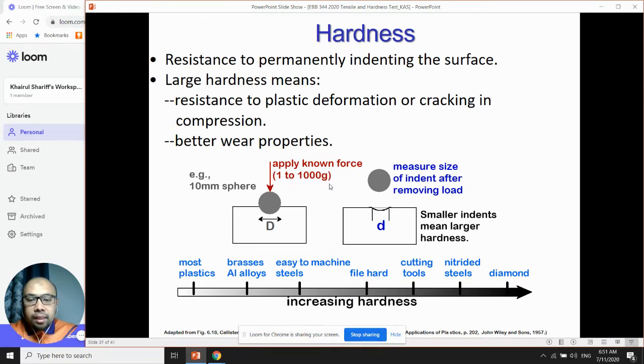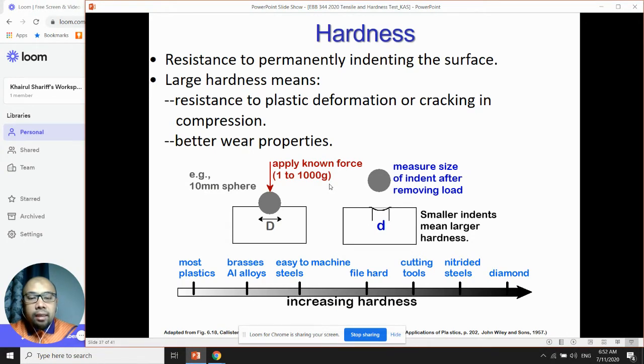As you can see here, let's say you have one block of metal, and you choose one type of hardness test, for example Brinell or Knoop, Vickers or Rockwell. Then you apply a certain load. The load varies depending on the standard testing method, ASTM, JIS or ISO. When you apply the load and then remove it, you can see the dent surface area on top of the metal surface.